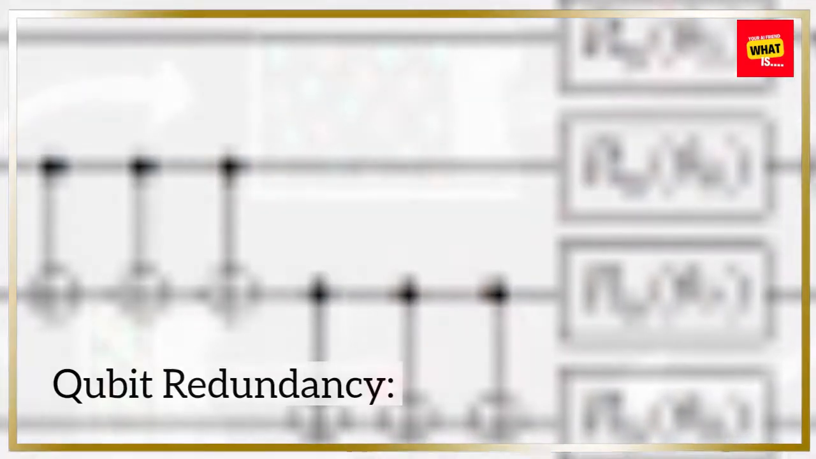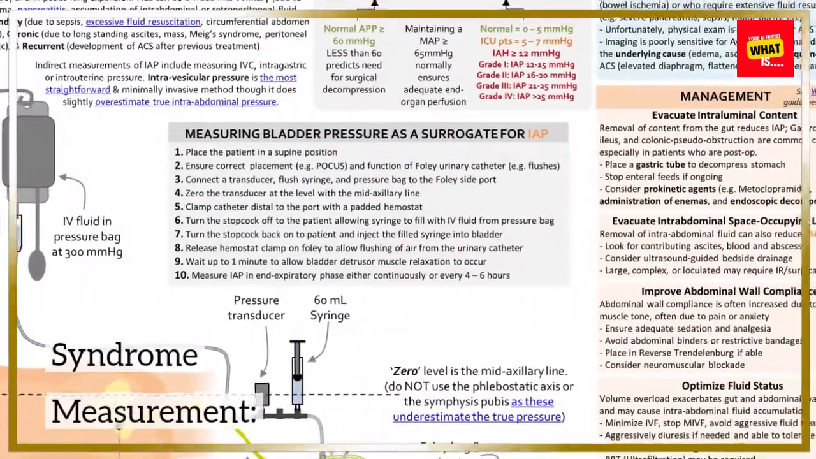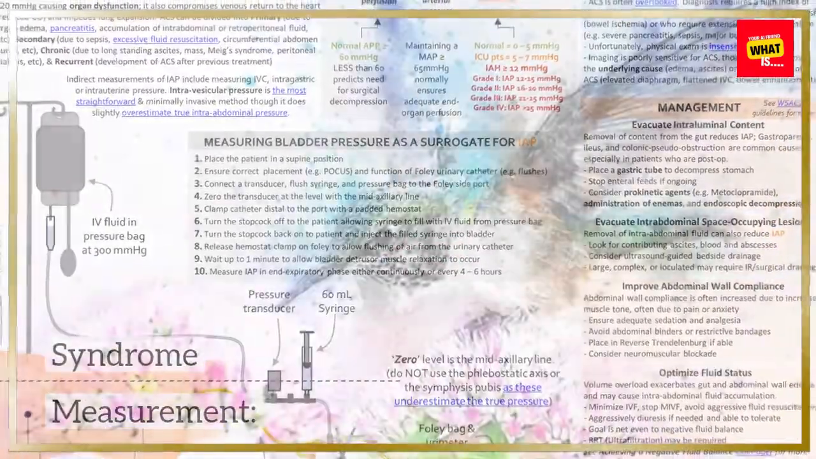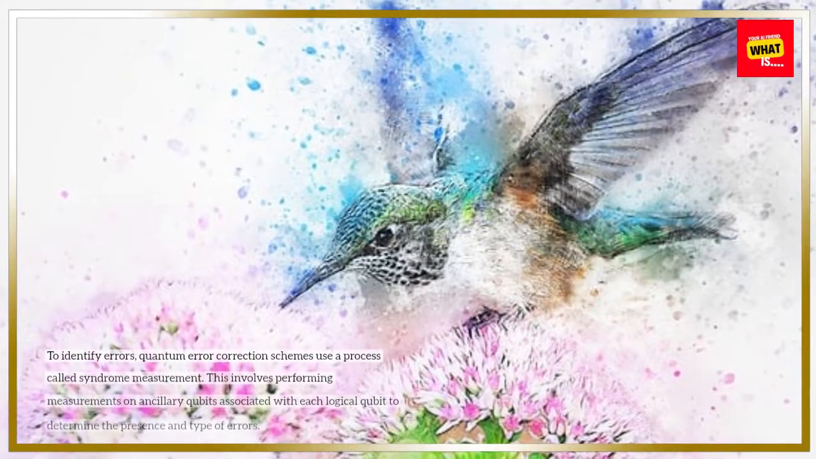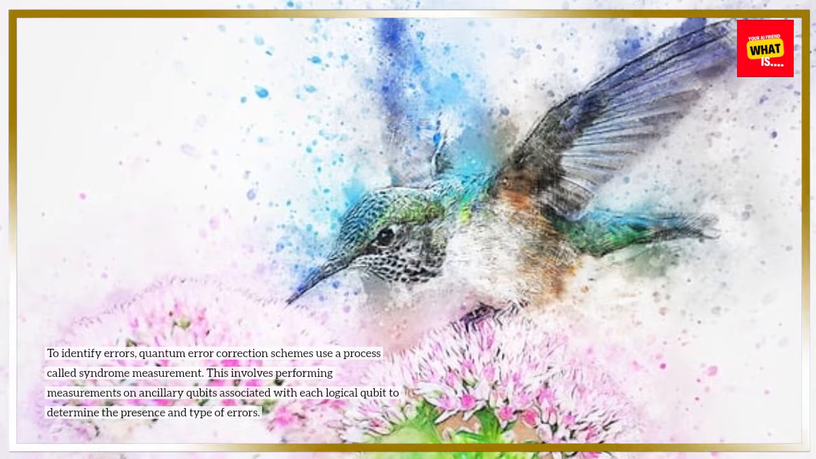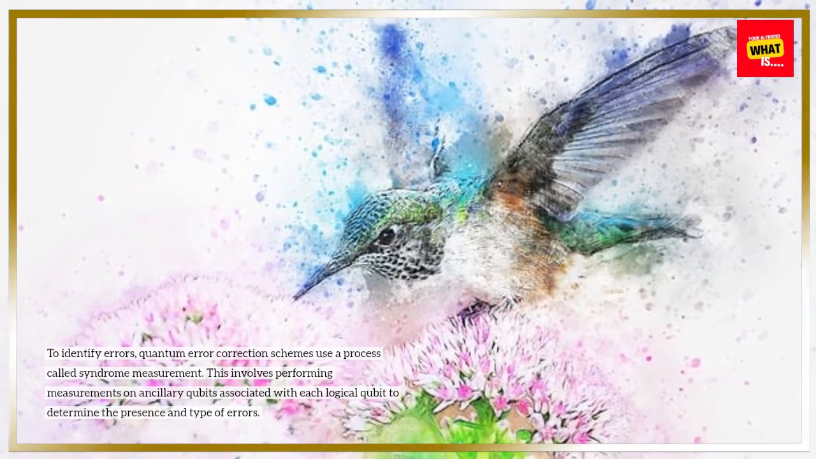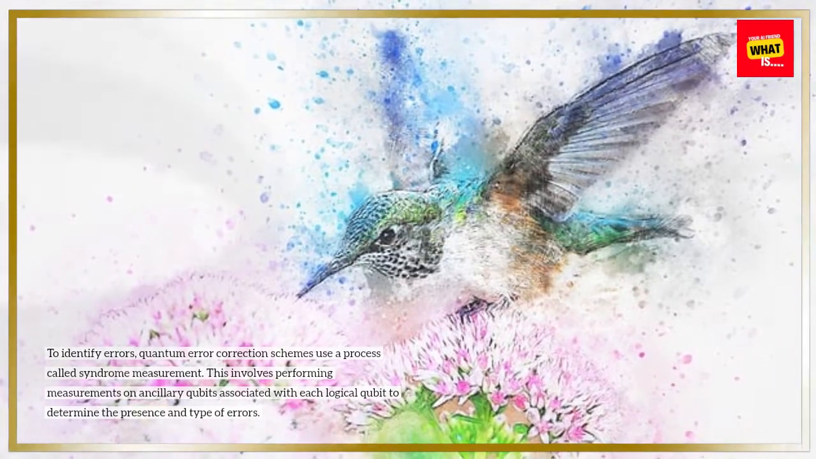Qubit redundancy. Quantum error correction often employs the concept of redundancy. Information is redundantly stored across multiple qubits, allowing errors in individual qubits to be detected and corrected through the collective information of the redundant qubits. Syndrome measurement. To identify errors, quantum error correction schemes use a process called syndrome measurement. This involves performing measurements on ancillary qubits associated with each logical qubit to determine the presence and type of errors.